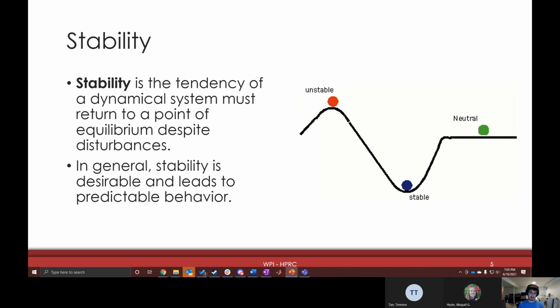Contrary, if you have a ball at rest at the top of the hill, it's in equilibrium, but if you disturb it, it will then roll down the hill and leave equilibrium. And then you also have neutral, where if you push it, it just goes into a constant roll, into a quasi-steady state, that is. In general, stability is desirable since it leads to predictable behavior. It's usually something we're aiming for in control design.